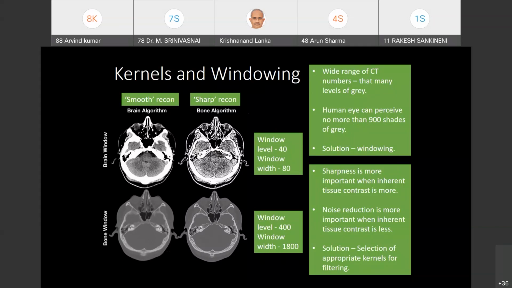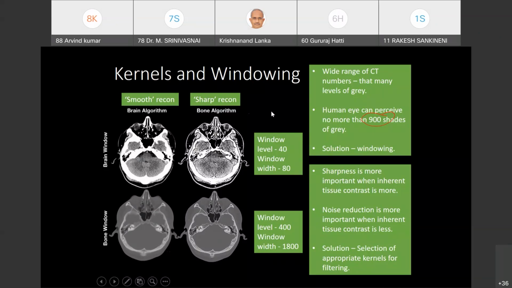Similarly here, but we don't need so many shades. Here, the human eye can perceive no more than 900 shades. So it is no use having so many bits for each pixel. So here, to increase the smooth reconstruction and sharp reconstruction, you have what is called the brain algorithm and bone algorithm, because each needs a different strategy.